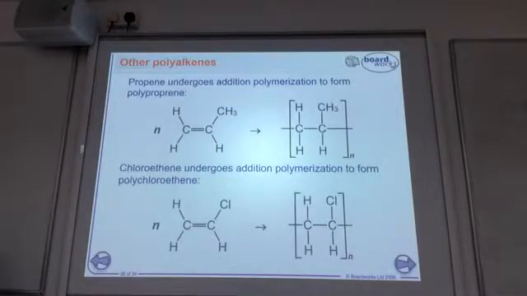Here we go. We could also have chloroethene. Chloroethene, again, undergoes our addition polymerization to form polychloroethene. But to be fair, polychloroethene is not generally known as that. It's known by its old name. The old name for chloroethene is vinyl chloride. And so you might have heard of the polymer that it makes, polyvinyl chloride or PVC. Yeah? Just made from chloroethene.